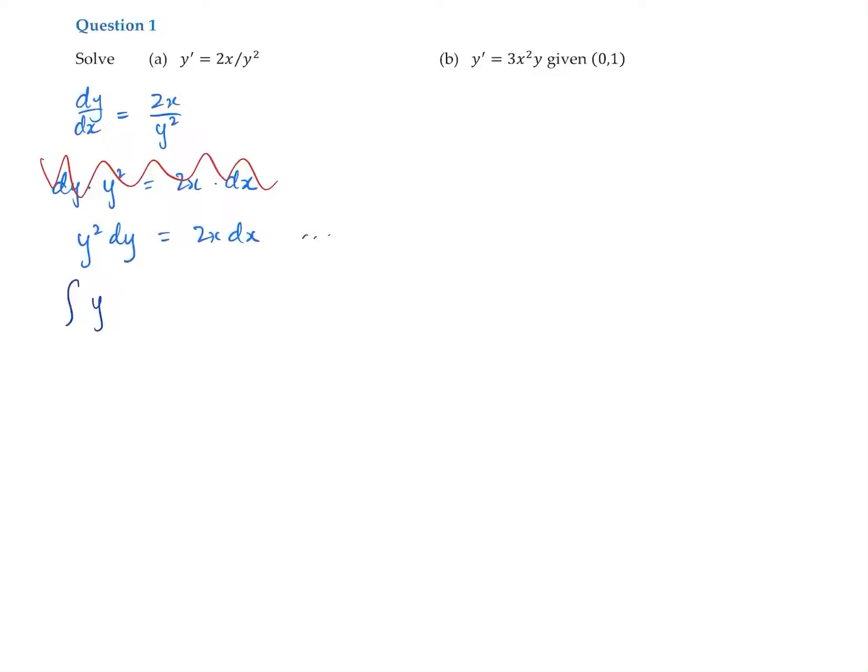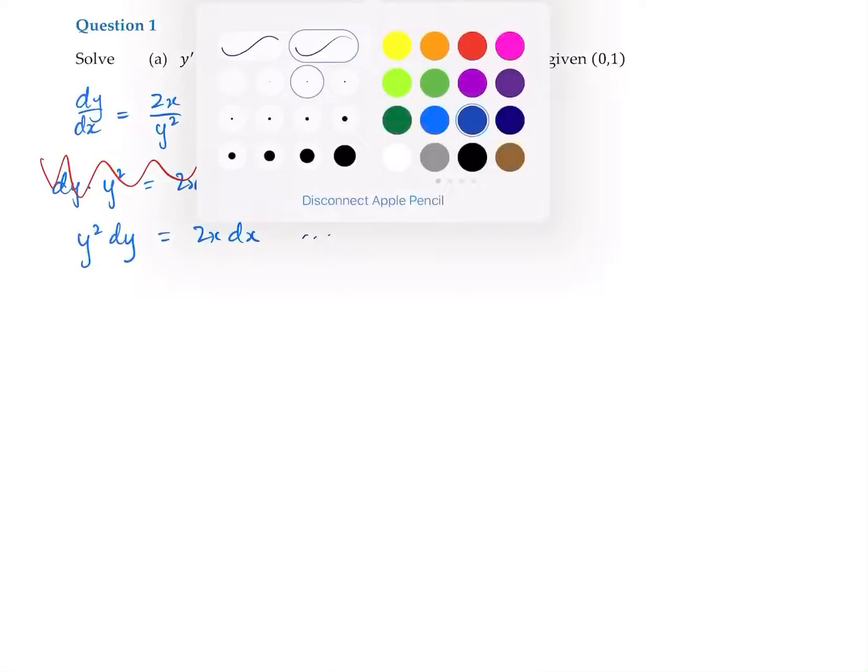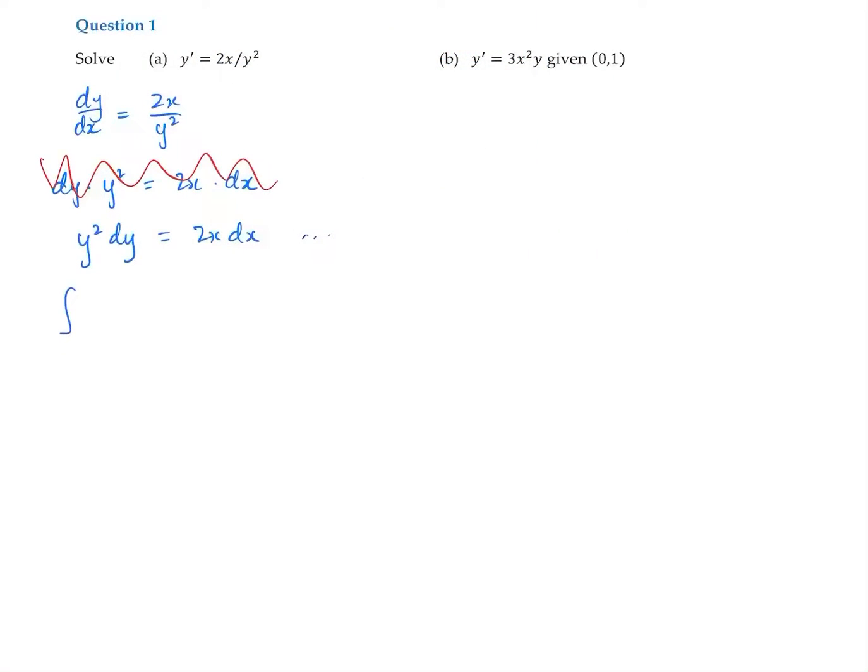I've accidentally changed pen colour, sorry. There we go. Integral of y squared dy equals integral of 2x dx. It feels quite weird doing that, because normally when you put an integration sign into an equation, you have to put the dy as well, but it's just weird how it was already here. Anyway, this is how you do it. These are all legitimate steps. Right, we're going to integrate both sides.